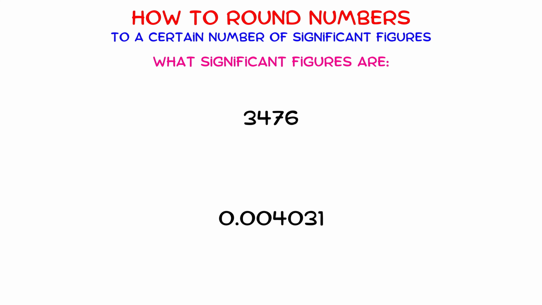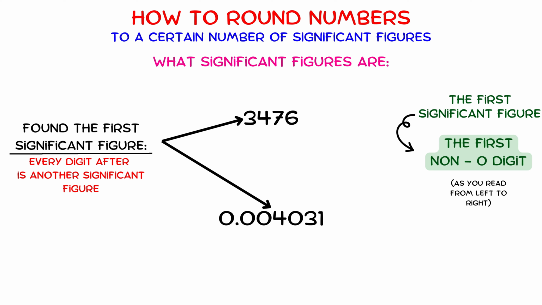So for 3476, the 4 would be the second significant figure, the 7 would be the third, and the 6 would be the fourth. Meanwhile, for 0.004031, this 0 would be the second significant figure, the 3 would be the third, and the 1 would be the fourth. Notice that this time, the 0 does count as a significant figure because it's to the right of the first significant figure. So, with that out of the way, let's now try a couple of questions.